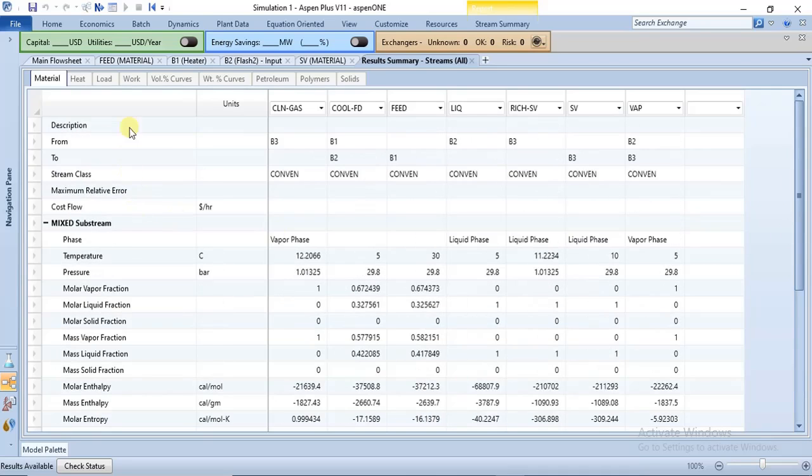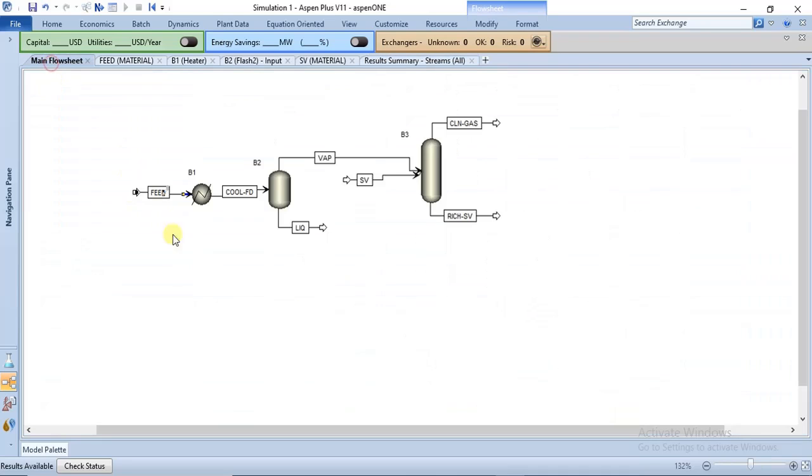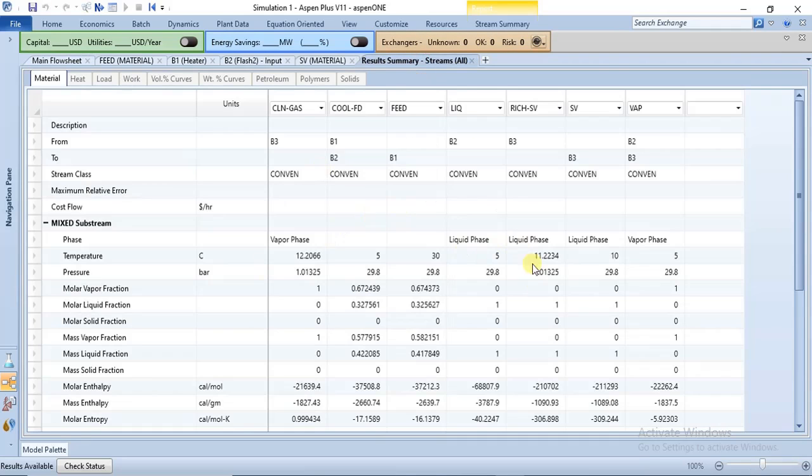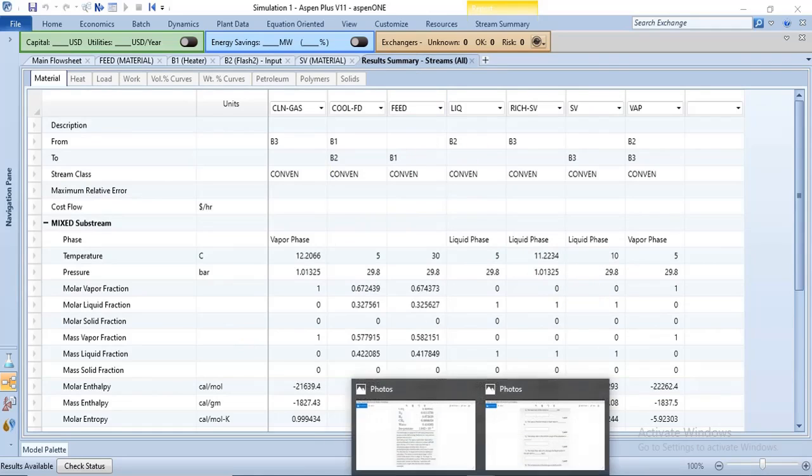Another way is to view from each of the individual streams, or from the equipment itself, if you don't want to use the result summary, because it contains a lot. So let's go to the questions.